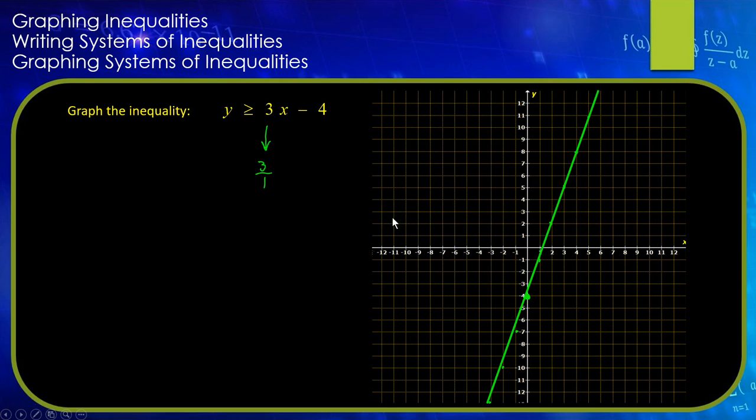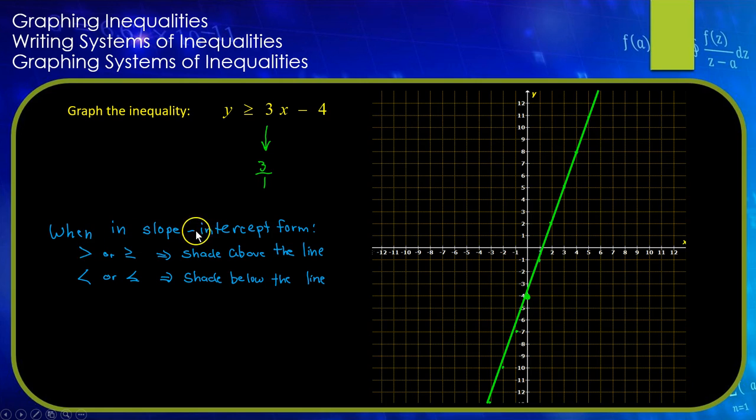Now, the Khan Academy videos go through a much more rigorous process of identifying whether to shade above or below or what part to shade. But generally, if you want more of a shortcut, once you have it in slope-intercept form, and that's the operative word, it has to be in slope-intercept form. If you have a line written in any other format, you really should get it written in slope-intercept form first, because sometimes converting it would cause this inequality symbol to get changed around a bit.